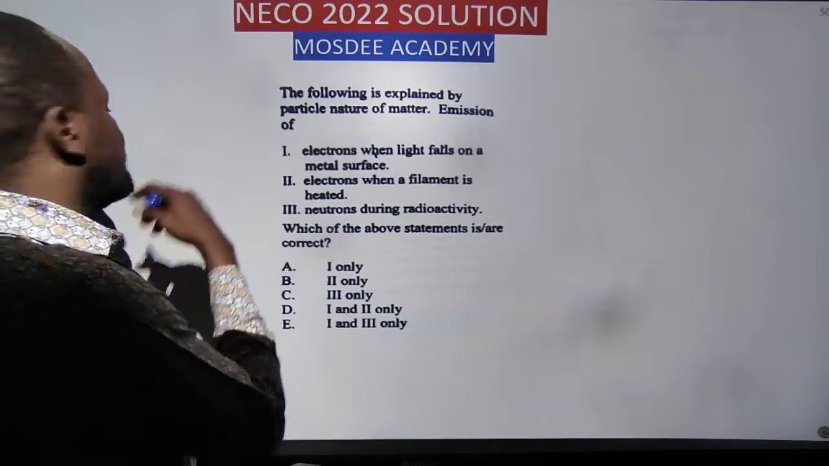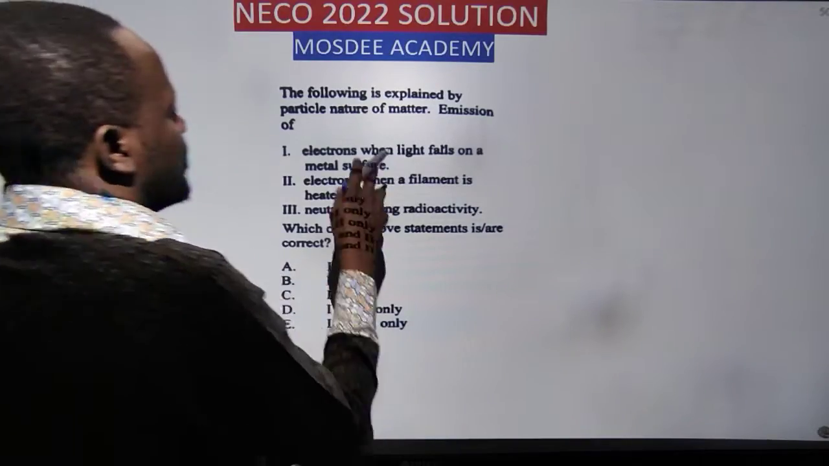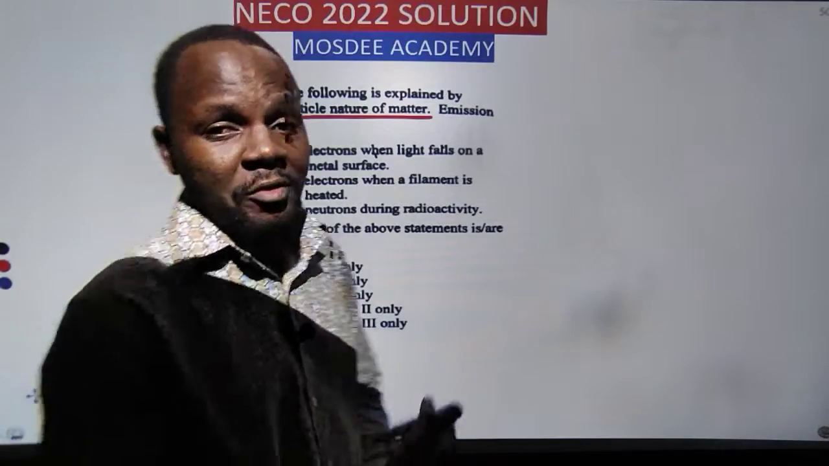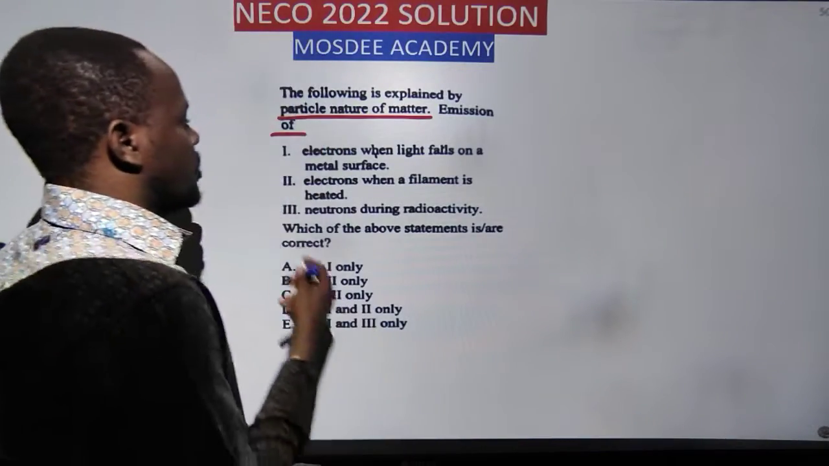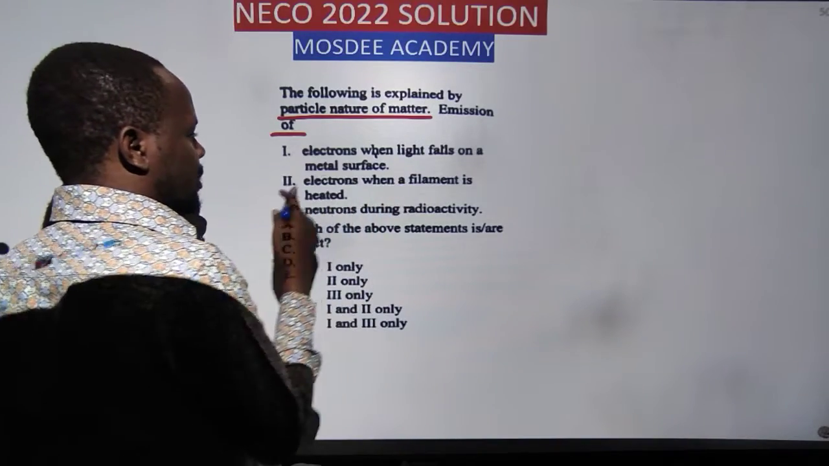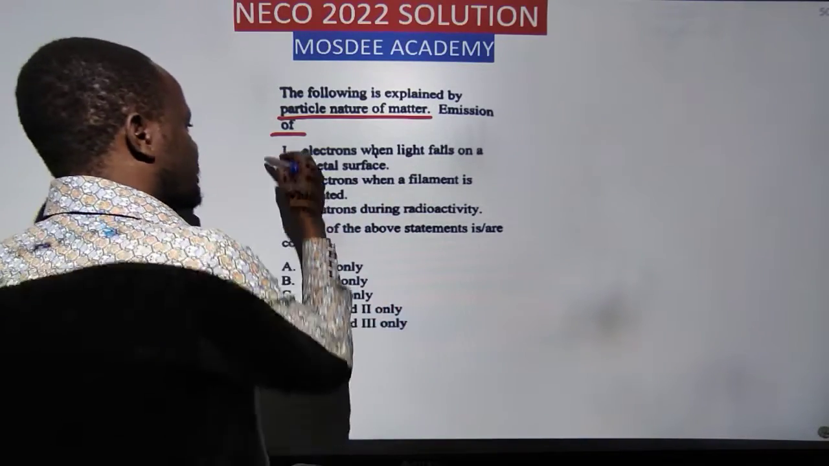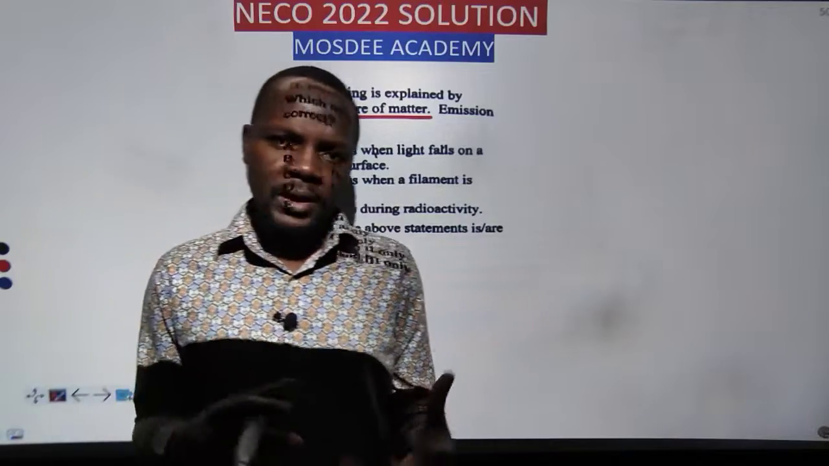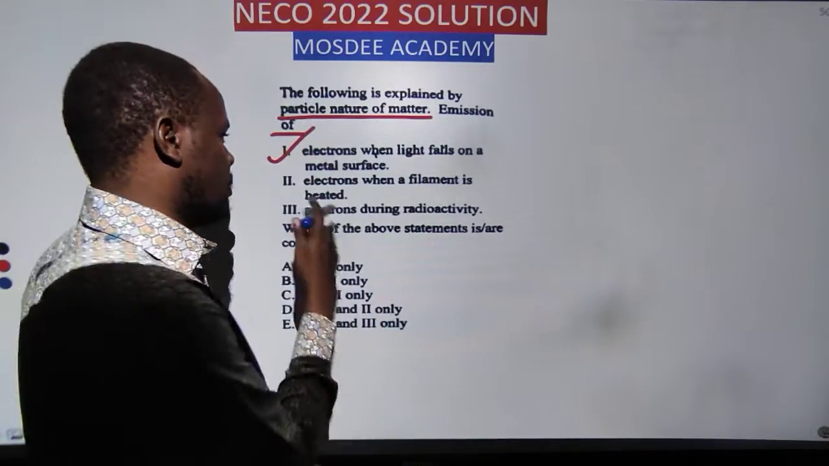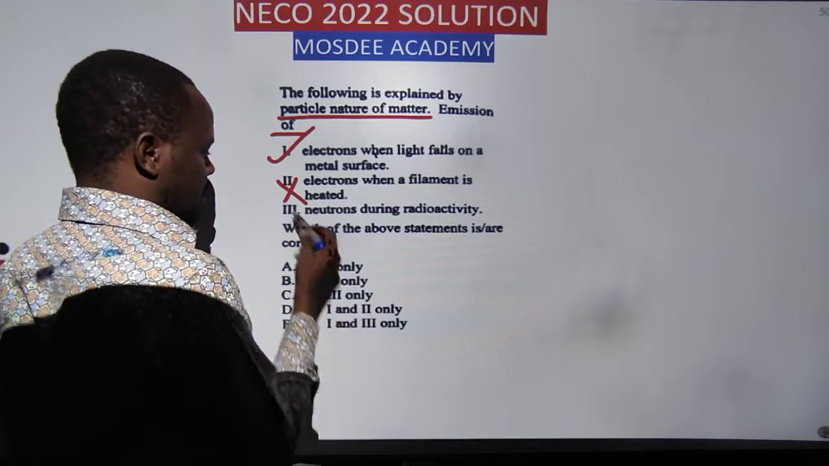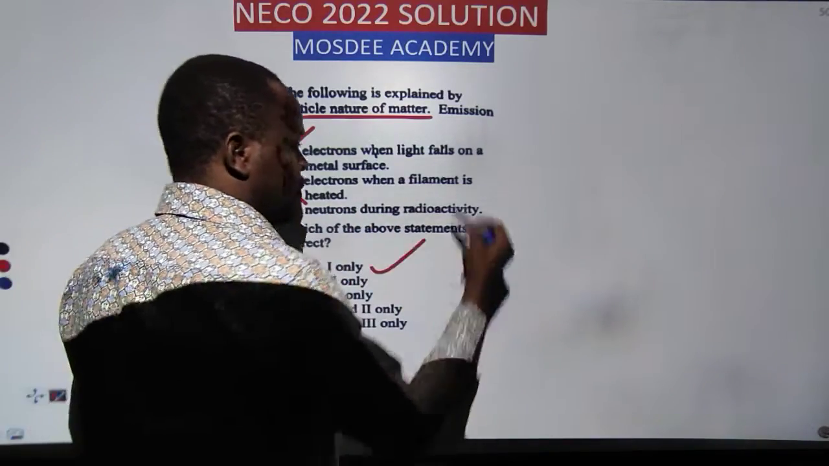Now, the next one says the following is explained by particle emission of matter. Emission of, that is what we talk about, photons. So, the particulate nature of matter is emission of photons. Electrons, when light falls on a metal surface, that is photoelectric emission. Yes, correct. Light shows two properties. Please don't sleep on light. We have wave light and particle light. So particle light is photon, and that is a very good one. Electrons, when heated, to know. Neutrons don't even know. Only one is correct. Let's move on. Next question.